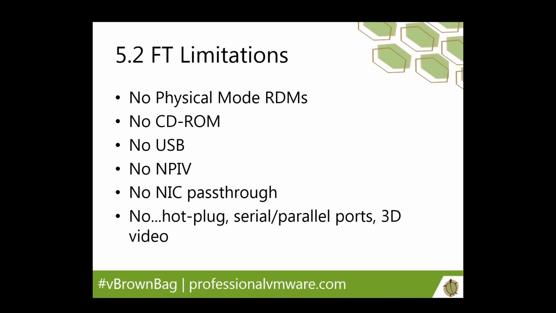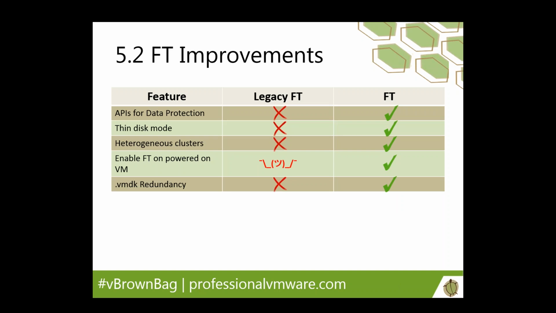No physical mode RDMs, no CD-ROM, no USB, no MPIV, no NIC pass-through, no hot plug, no serial, no parallel ports, no 3D video. A lot of limitations, but things have improved a bit. In previous versions, what's known now as legacy fault tolerance, there were no APIs for data protection. That is now available. You could not use thin disk mode. If anyone from VMware is still listening, I'm still not happy that the name has been changed for seemingly no reason. But thin disk mode is now supported for fault tolerance, so you don't have to do thick provision drives.